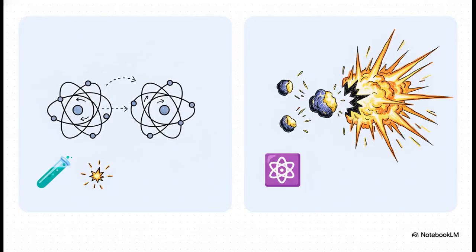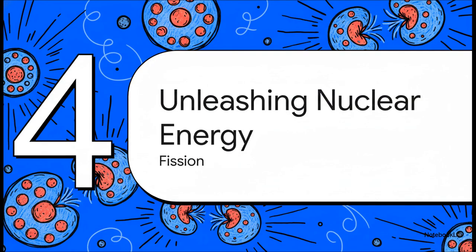Look at the difference. A chemical reaction is like shuffling the furniture in a room. You're just rearranging the outer electrons. But a nuclear reaction? Oh no. That's like changing the very foundation of the house itself. You're altering an element's identity. And the most staggering difference? The energy. One is a spark, the other is basically a star. Which brings us to one of the most powerful and frankly awesome processes in the known universe, nuclear fission.